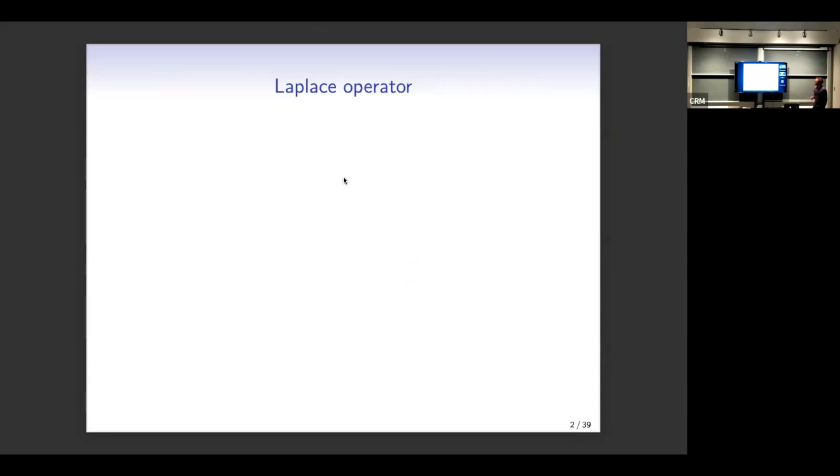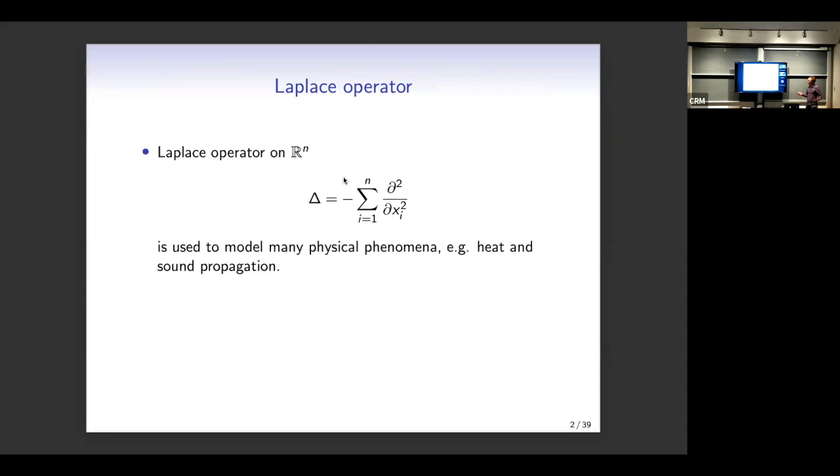Specifically, I'm going to be looking at a positive operator, and I'm going to start with some class of objects, which are the domains in the Euclidean space. My operator is the Laplace operator, the sum of second derivatives, with a minus sign in front. You probably used just the usual sum of second derivatives, but I like to have the minus in front, so sometimes it's called the positive Laplacian or the geometer's Laplacian. It's a famous operator in mathematical physics and geometry. It models many physical phenomena, such as heat and sound propagation, and the particular problems that I want to consider are optimization problems for eigenvalues.